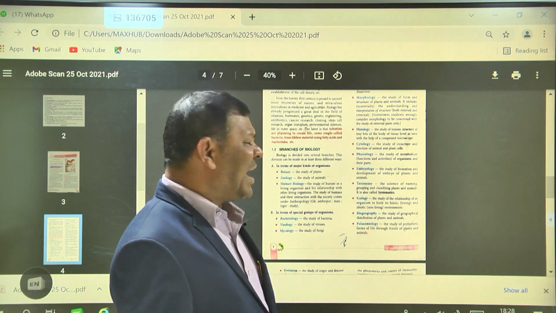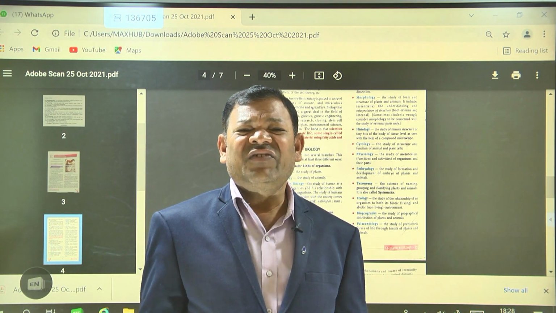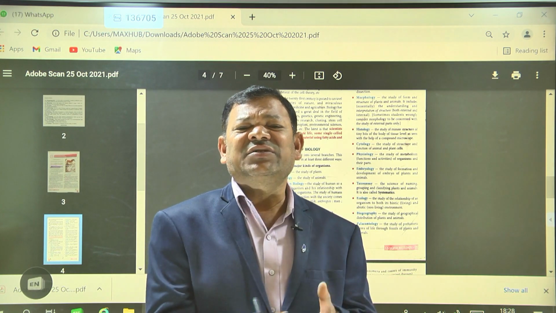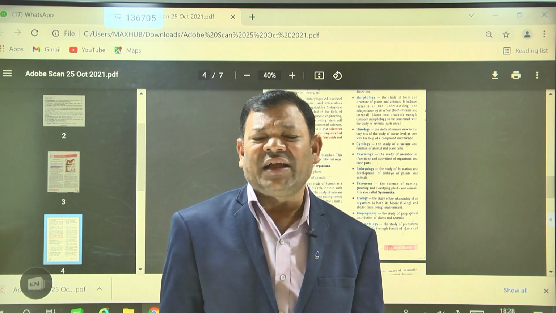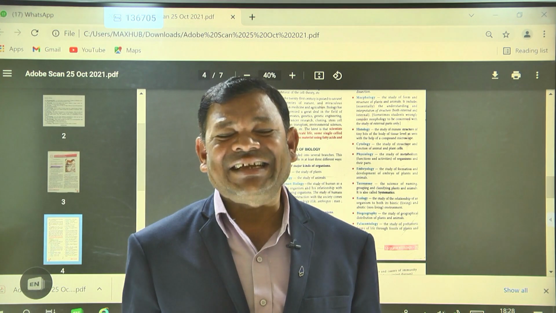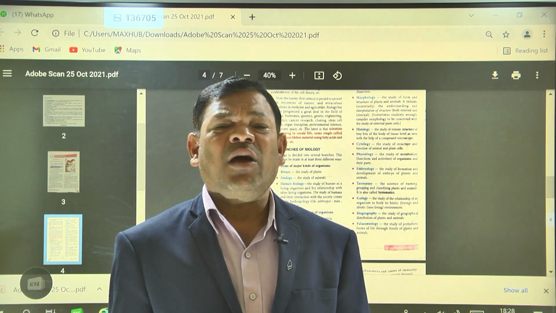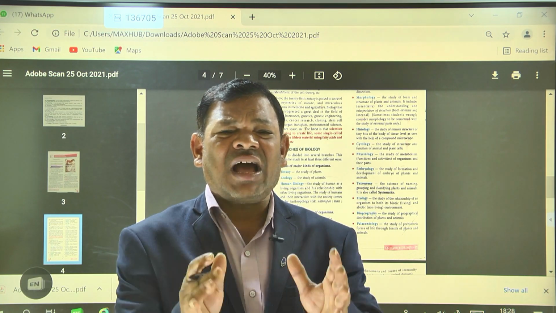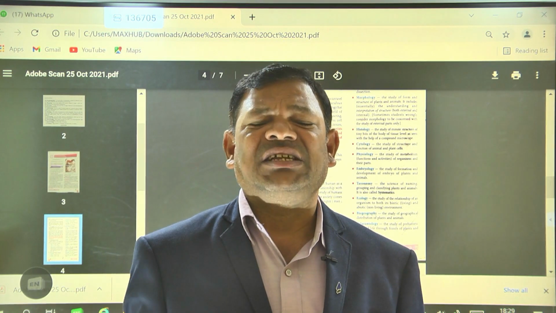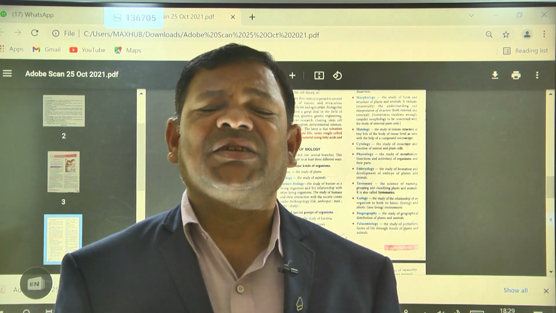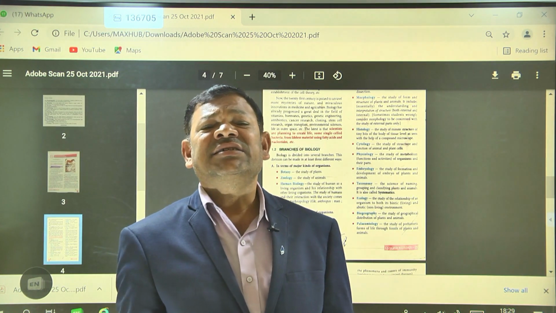Next one is taxonomy. Across the world, different countries give different names, so we cannot identify the organism or the plant. So that's why the great scientist, the father of taxonomy, Carolus Linnaeus, gave that every organism must have two names. The first name indicates the genus. The second name indicates the species. The genus is always written with a capital letter and the species with a small letter.